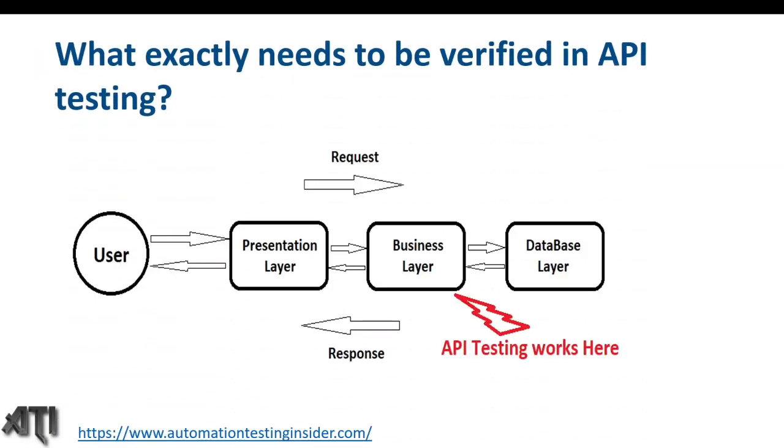We have seen this diagram in the last video, the architecture of a three-tier application. Here we have the business layer, or business logic, written by the development team. We do the testing on this business layer. However, we cannot see the business logic, but we perform the testing by sending the request and getting the response from the server.